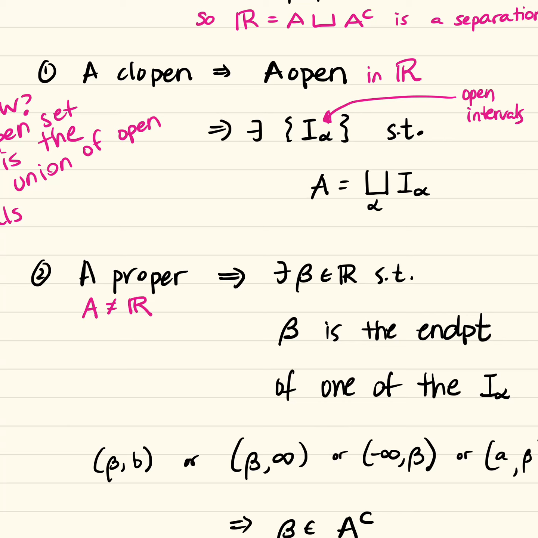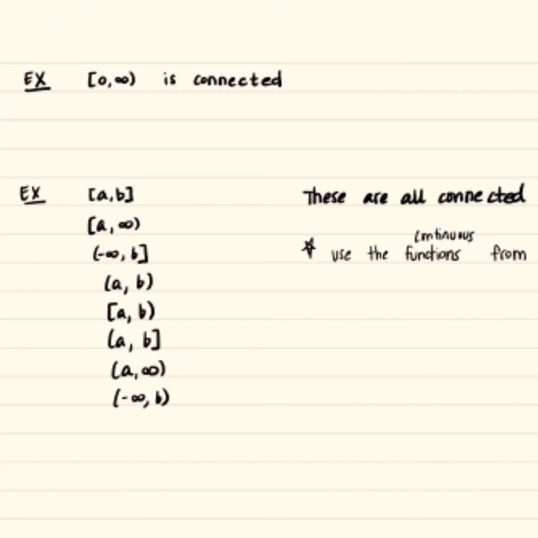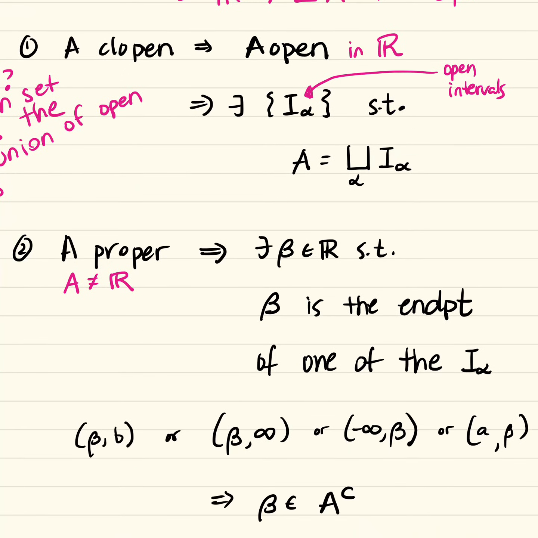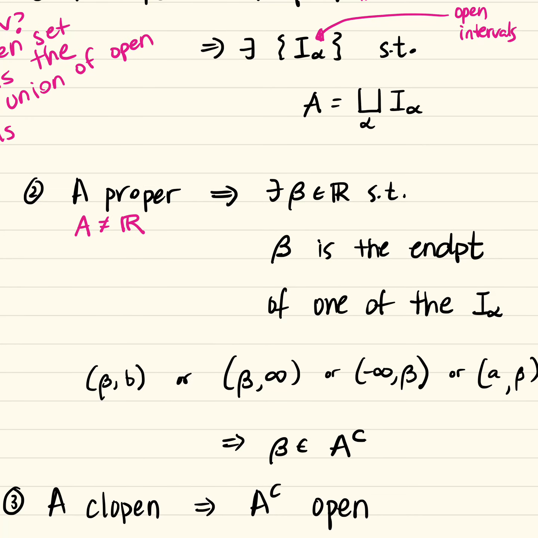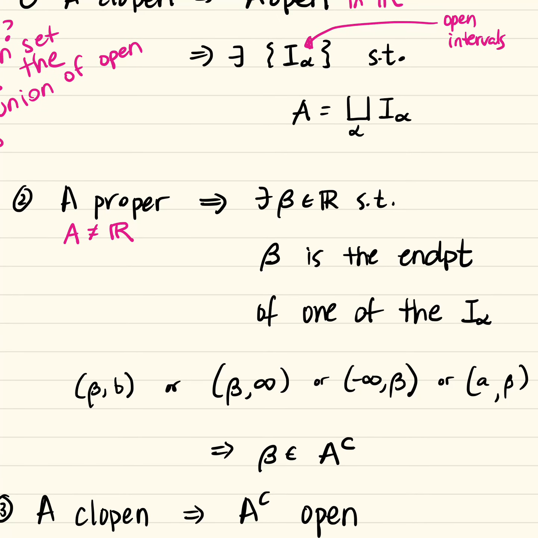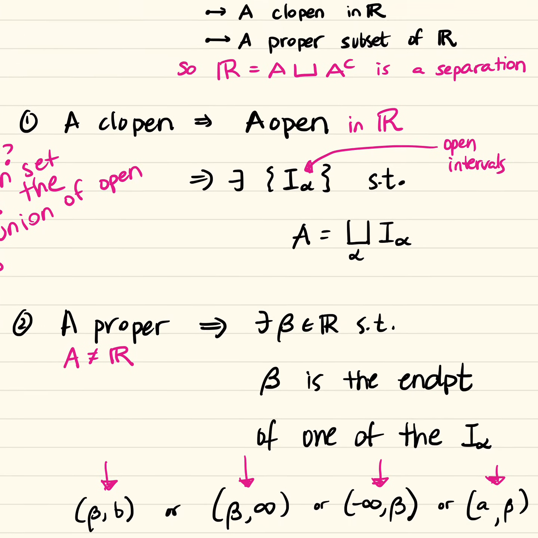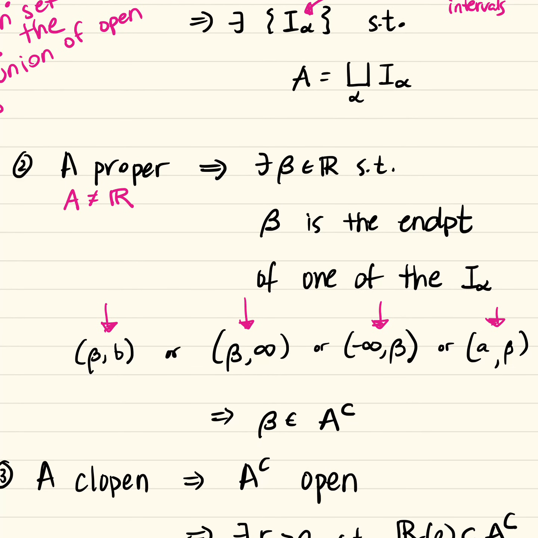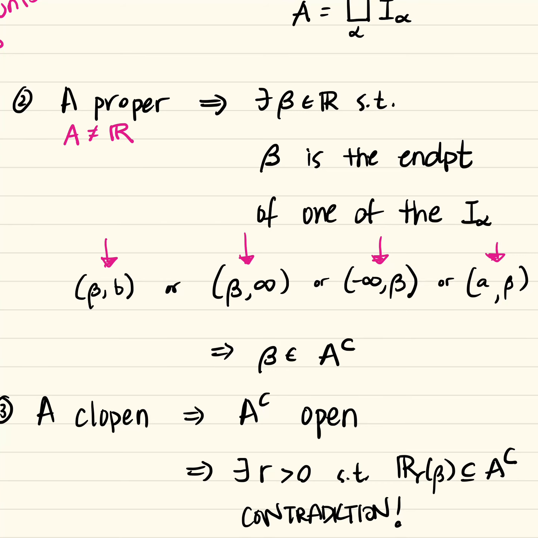So one of these intervals has to look like this, one of the I alphas. It could be unbounded or a bounded interval. One of these intervals has to be of this form. Otherwise, A is all of R, or A is the empty set, and we don't have that. Now here's the deal: if beta is the endpoint of one of the I alphas, beta belongs to A complement.